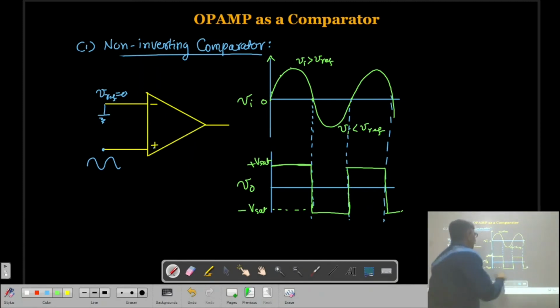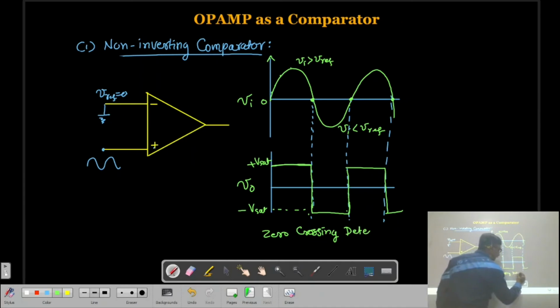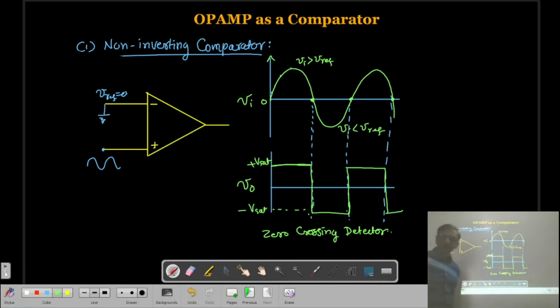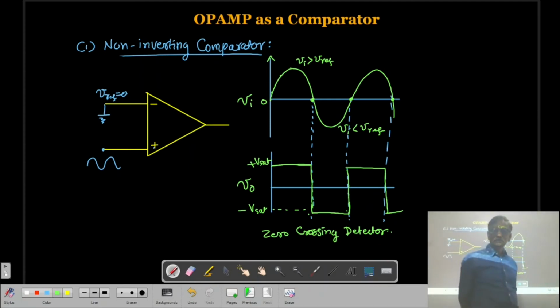But remember, wherever the zero is there, at this point the operational amplifier is changing the state, either from plus V saturation to minus V saturation, or minus V saturation to plus V saturation. So this is known as a zero crossing detector. Whenever the zero is there at the input, the output is going to change.